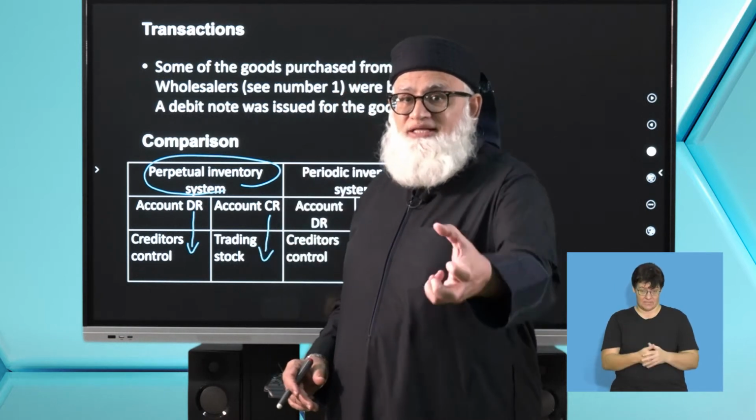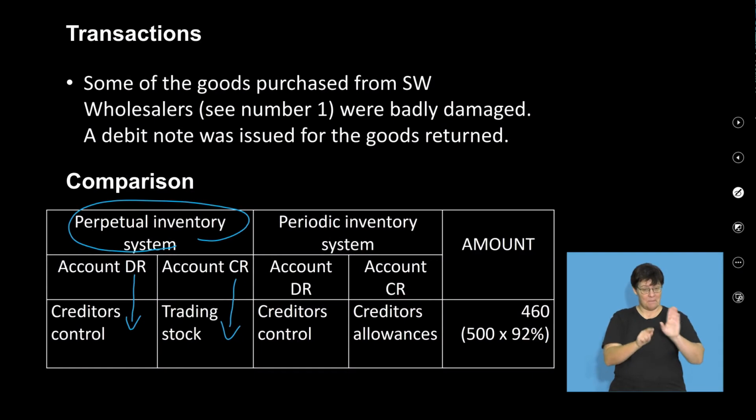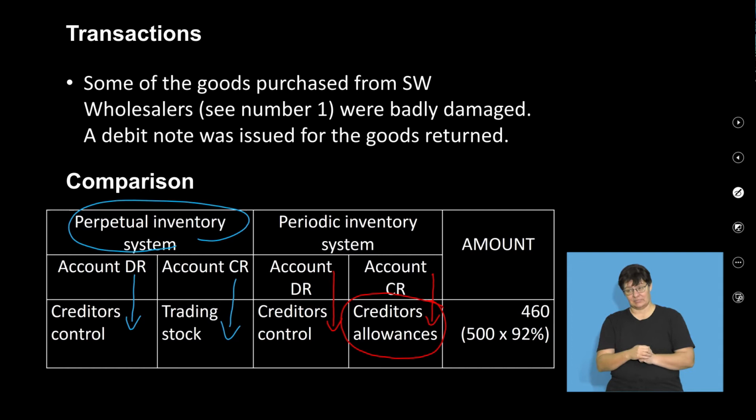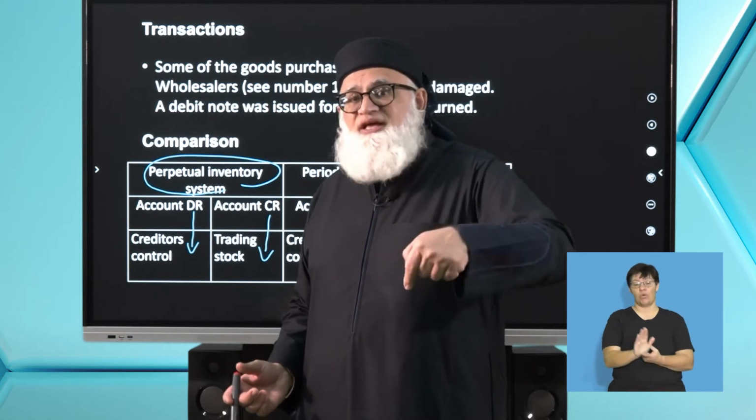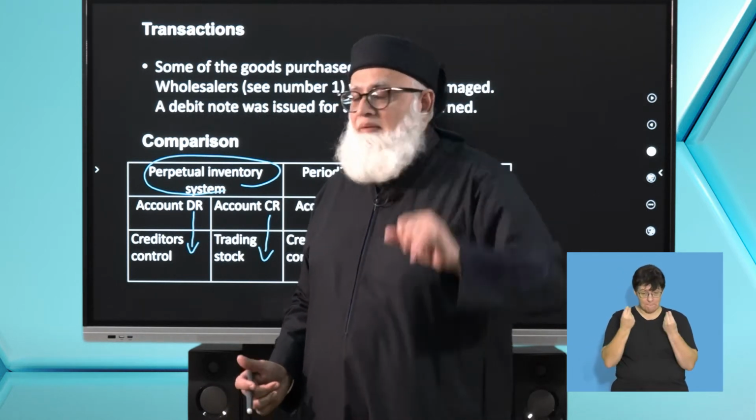Okay, now take that same transaction using the periodic inventory system. Here we go. Account debited is creditors control. Notice the same account, but your credit is creditors allowances. That is important. Okay? And clearly it was based on the previous one, so the amount was the 460 Rand, because there was a trade discount. I've explained that already, so I'm just showing you that the figure that you get would be related to number one.